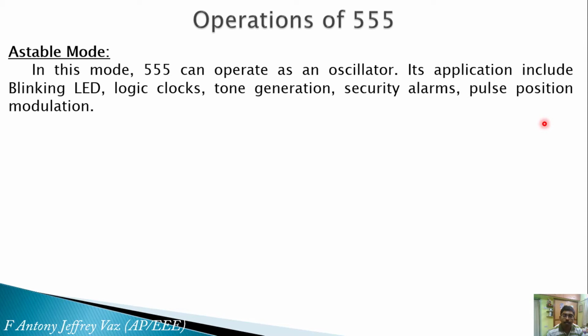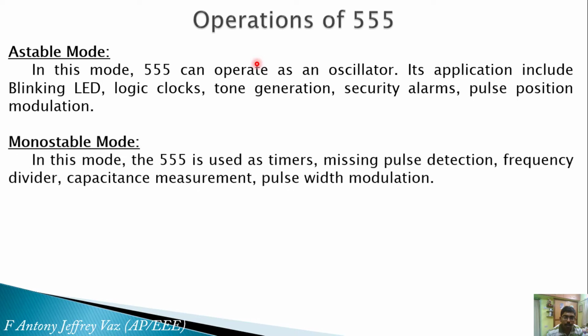555 IC has 3 modes. First one is the Astable mode. In this mode, it operates as an oscillator. Okay, this oscillator is used for blinking LED or logic clock signal or tone generation or security alarm, or you can also use pulse position modulation. This mode is widely used in many applications of the 555 IC.